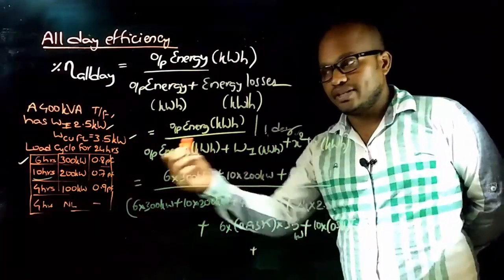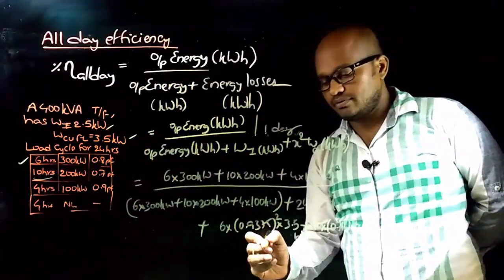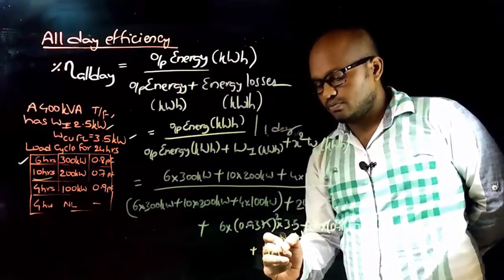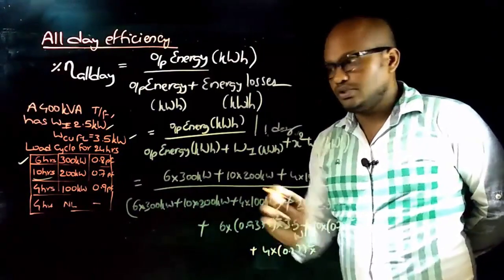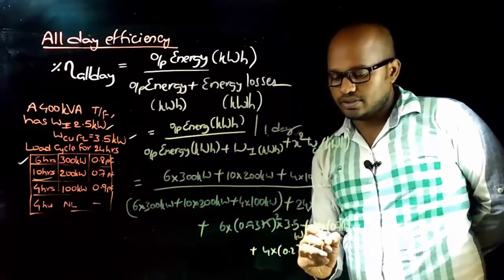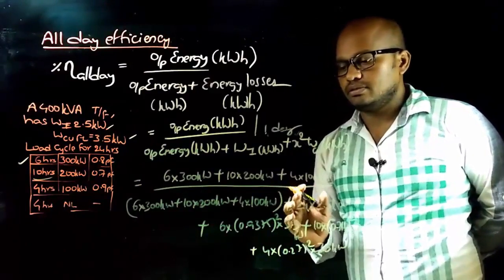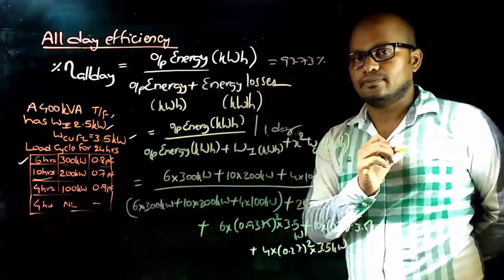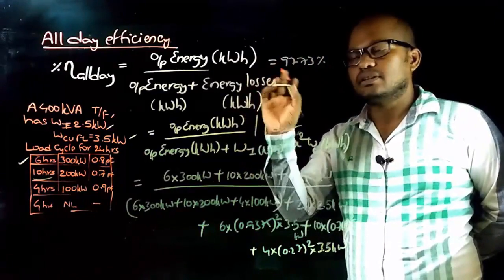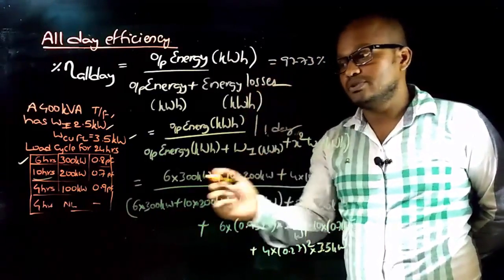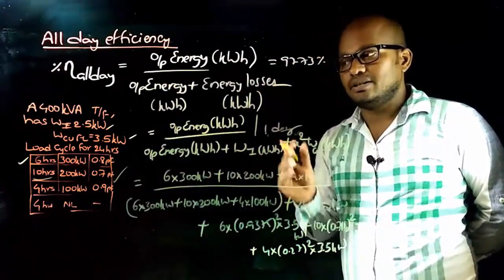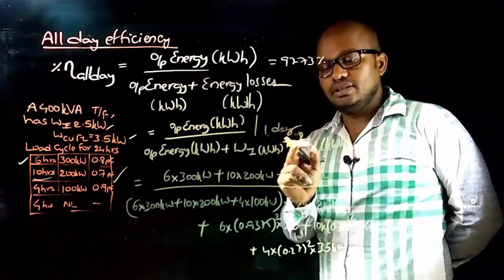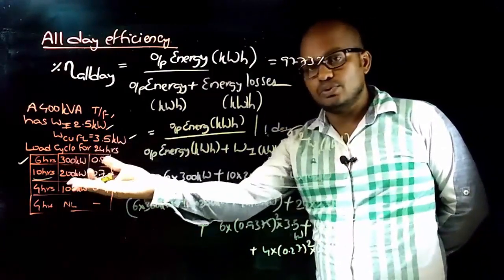Plus, for the next 4 hours we found X is equal to 0.27, something like that. So 4 hours into X square, which is 0.27 whole square, into full load copper loss 3.5 kilowatts. By solving this you will get around 97.73%. So this is how we need to find the percentage all-day efficiency of a distribution transformer by using this load cycle data. Please keep in mind that first we need to find X, and using that X we will find the copper losses for different durations.